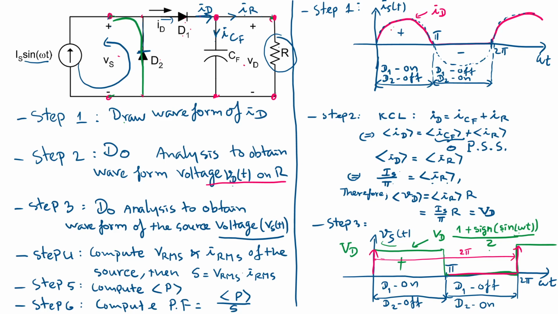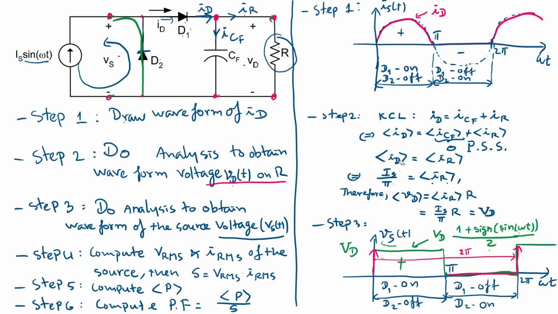Yeah, so here is the detail: how can I get this waveform? Like I mentioned earlier, the current ID flows when the source sine wave is positive. When the sine wave is negative, ID is 0, like this, and it repeats. Once we know ID, we analyze to find the average value of the current IR that goes through the load R.